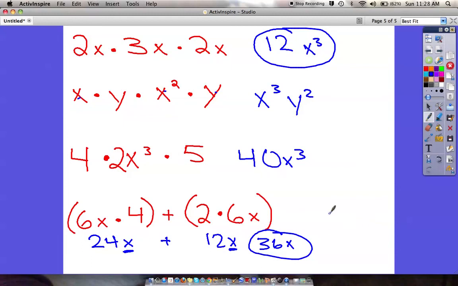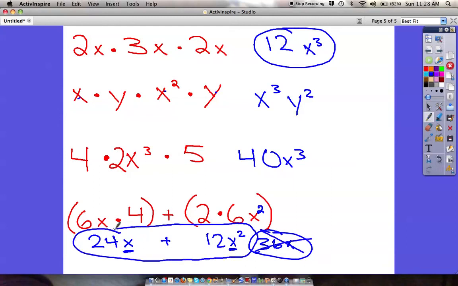Now, if I change this a little bit, let's say I went back to this problem and I made this 2 times 6x to the second power. So this would be 12x to the second power. Now my final answer, if I change that problem, would not be this. It would actually be this, because I could not combine those two things together. This ends in x, this ends in the second power.